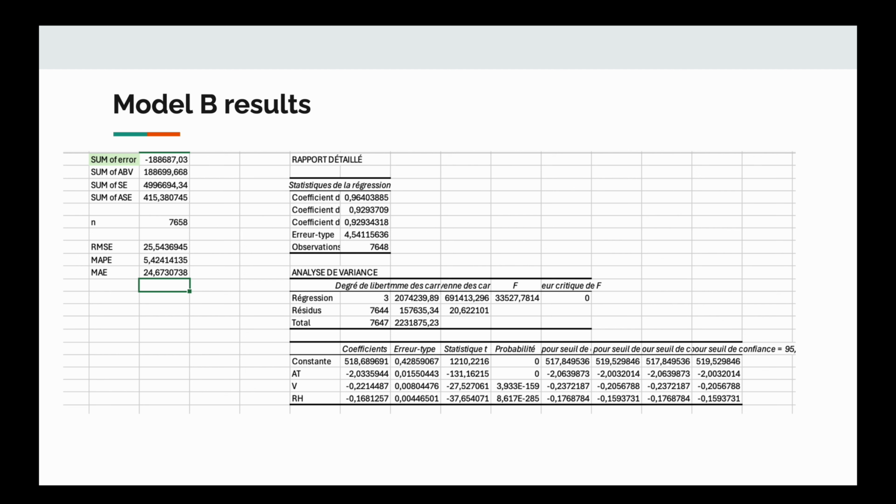As for Model B, based on the 7,648 results, we have found the following results: an RMSE of 25.5436, MAPE of 5.4241, and finally an MAE of 24.6730.